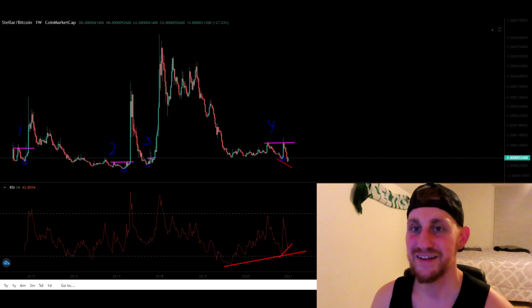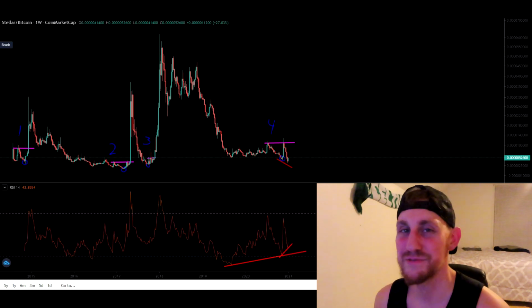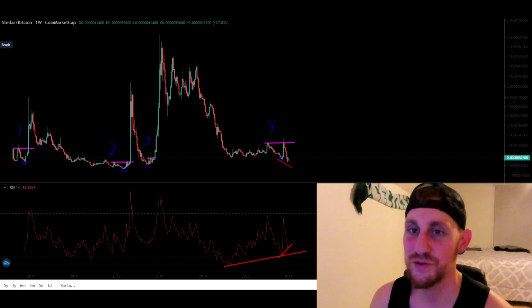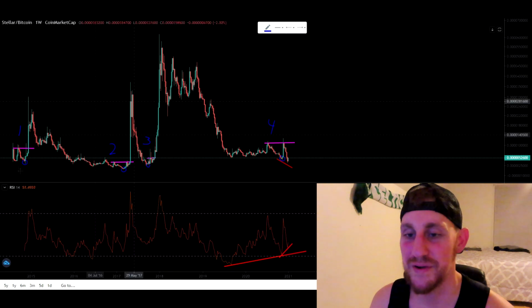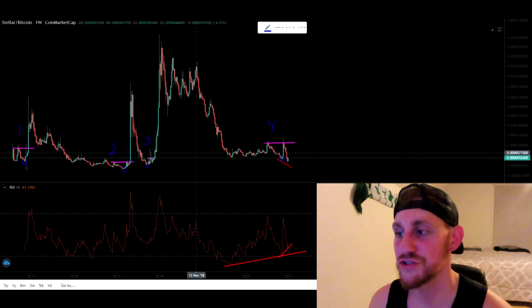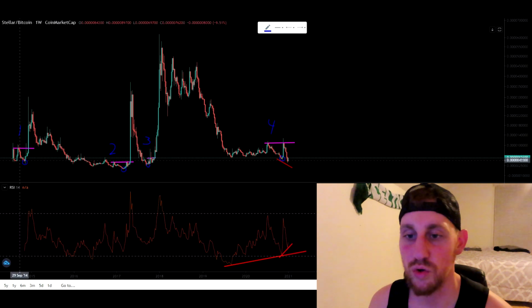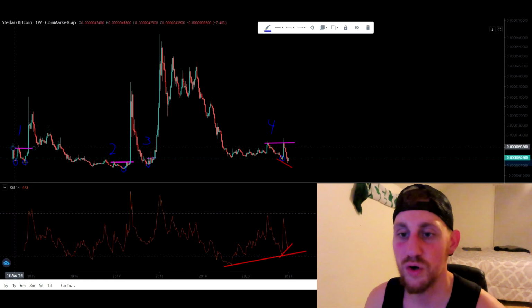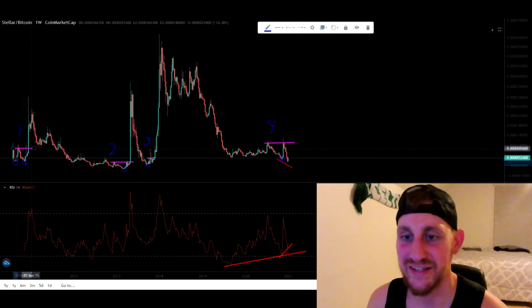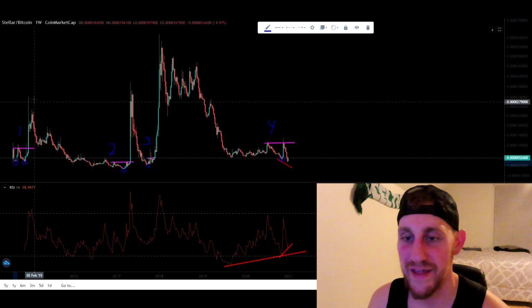Each time the exact same pattern plays out. I've gone over this multiple times in multiple Stellar Lumens videos, but I'll go over it for those of you who are new watching my Stellar Lumens videos. Usually what we do is make two local lows, right? We make one local low and then a lower low while having this resistance above us. So we make a lower low, test the resistance, come back down, make a lower low, and then pump.